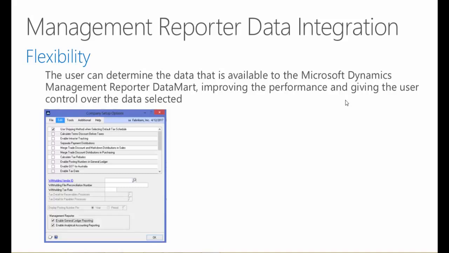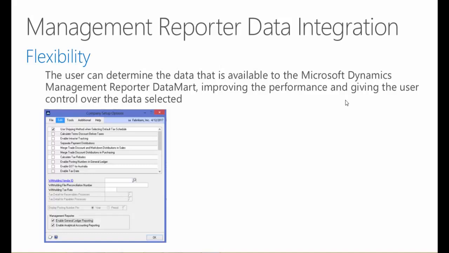So let's take a look at some details on this new feature. With this option, the user can determine the data that is available to the Microsoft Dynamics Management Reporter Data Mart, improving the performance and giving the user control over the data selected. At the bottom of the Company Setup Options window, you'll see there are two options for Management Reporter. You can enable GL reporting and enable analytical accounting reporting. In order to mark the AA checkbox, you would first need to have the GL reporting box marked, and also AA would have to be activated in the company in order to mark that box.